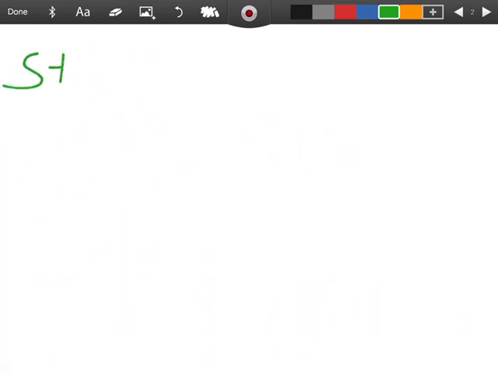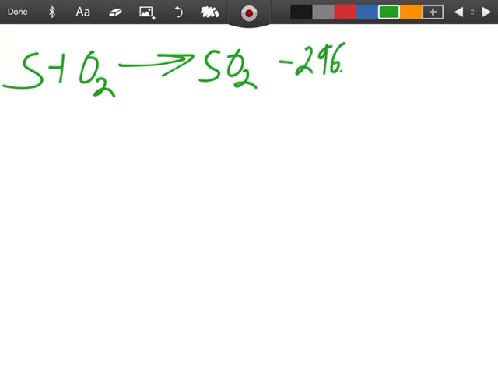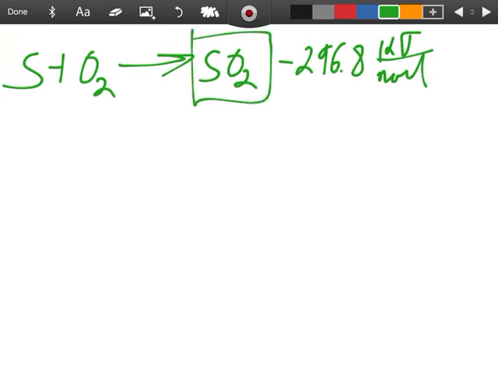Elemental sulfur can also be burned with oxygen to give you SO2, okay? And this is going to release even more energy, minus 296.8 kilojoules over mole. So it's more energy than if you just burn hydrogen, but the problem is that this gas is very toxic. But anyway, now our world has been living on oil for the past 100 or so years.